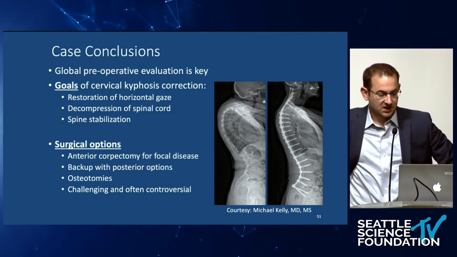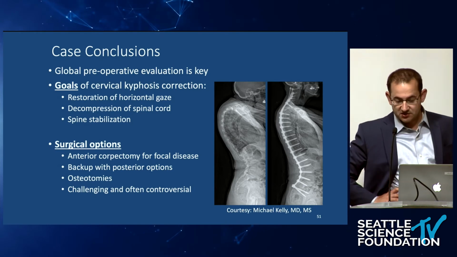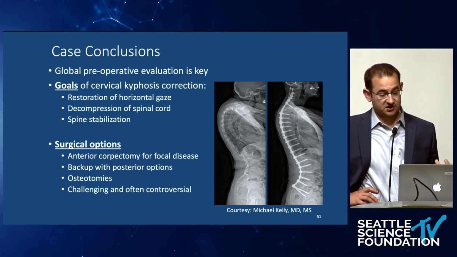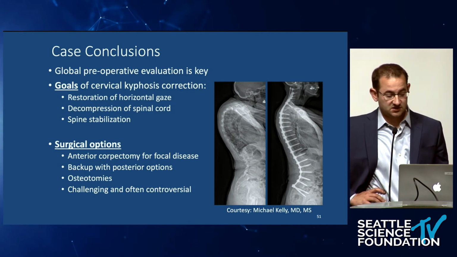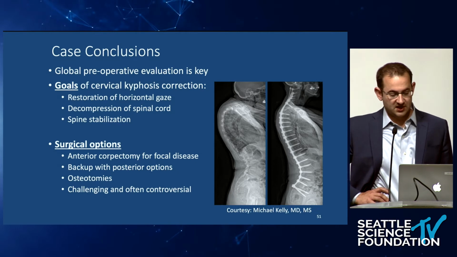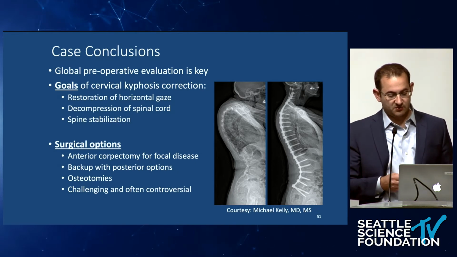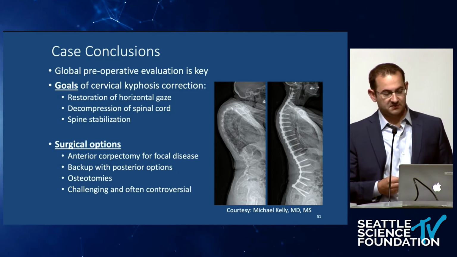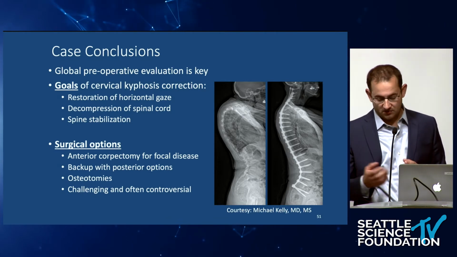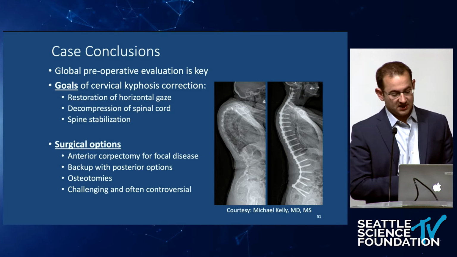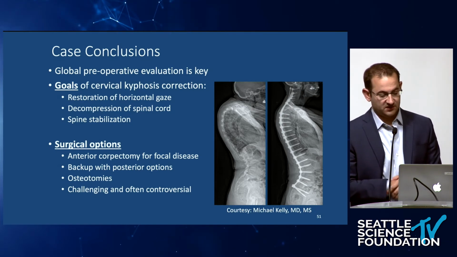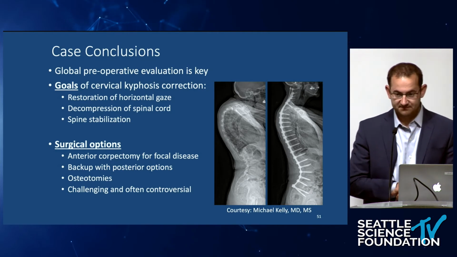So in conclusion, global preoperative evaluation is critical. The goals of cervical kyphosis correction are really restoration of horizontal gaze, decompression of the spinal cord, spine stabilization, and your surgical options are really vast, but the anterior corpectomy for focal disease is quite powerful. But I always would back it up with posterior options. You obviously have the possibility of osteotomies, but these cases are certainly challenging and often controversial. Thanks.